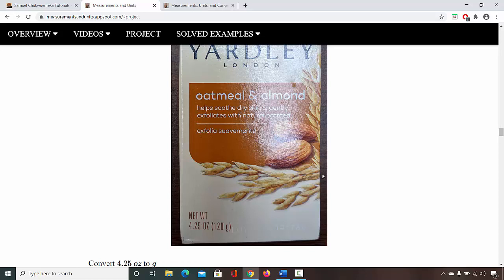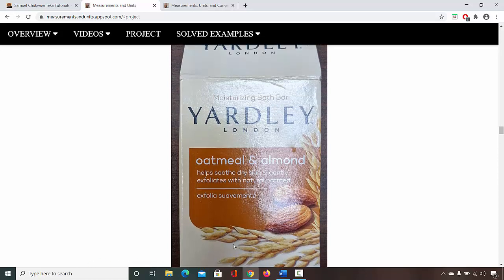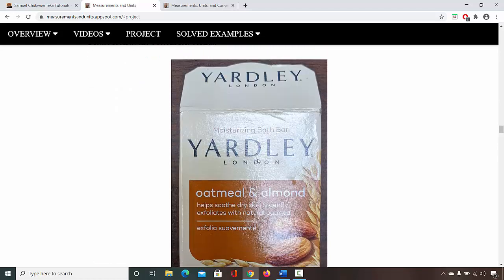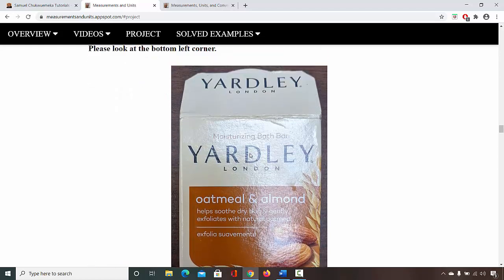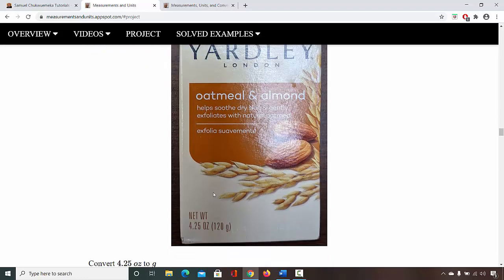But the main thing that is good for them to know, the question you have to ask them, and let them think about it and provide you with an answer, is, why do we have two units? Okay, this is a soap bar container. Why do we have two units? We have ounce and we have grams.